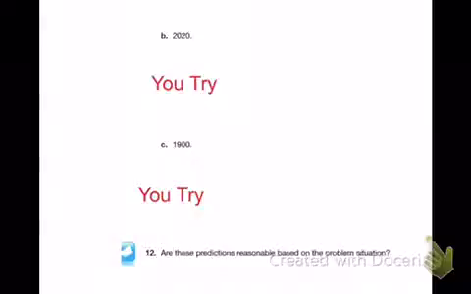So now that you're done with number 11, parts B and C, let's go ahead and answer 12. Are these predictions reasonable based on the problem situation? Meaning, do these predictions for the year 2020 and 1900 make sense? Yes or no? And explain. So you would say these predictions are reasonable because, or you would say these predictions are not reasonable because, or you can say one is reasonable and one isn't, and explain why.